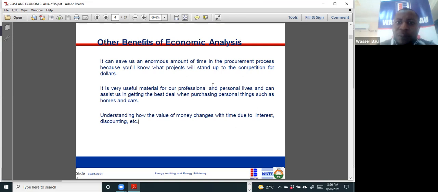It can save us an enormous amount of time in the procurement process because you know which project will stand up to the competition for dollars. You can read up all this.